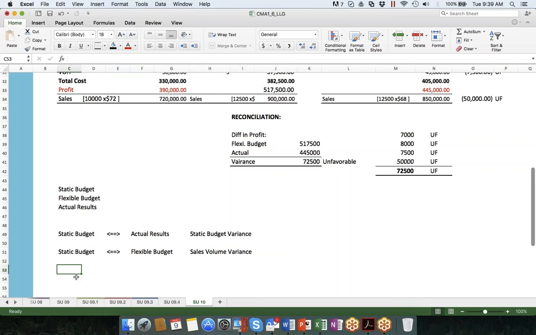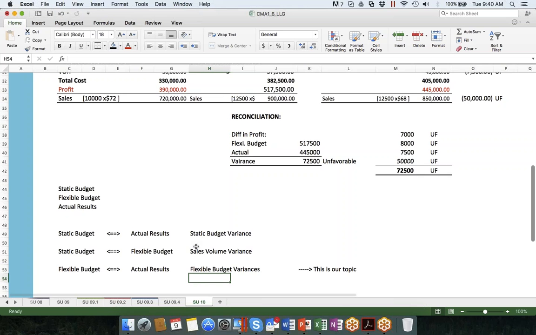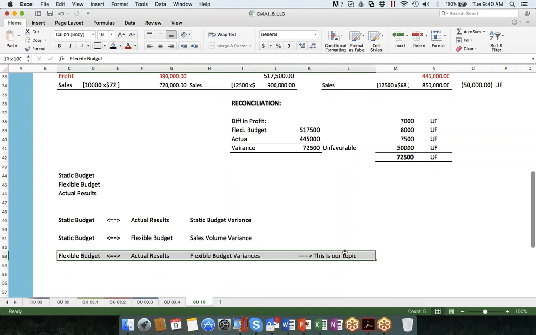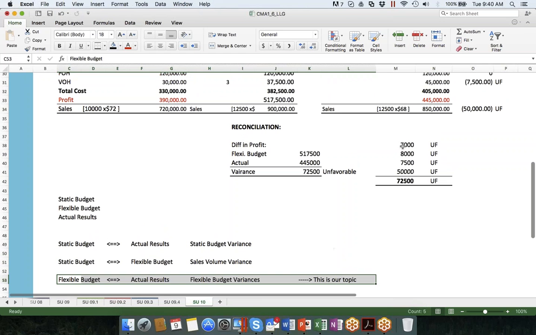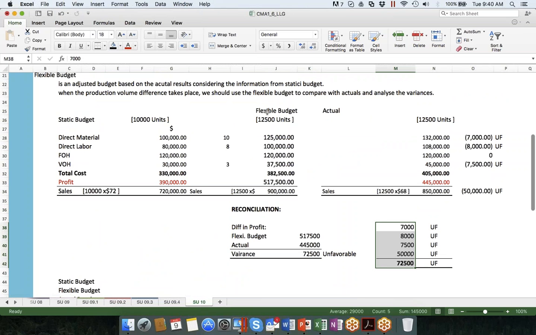And when you compare the flexible budget results with the actual results, this is called flexible budget variance, and this is our topic: flexible budget variances. This is what we are going to study, the flexible budget variances and the reasons for these variances. Okay, this is about static budget and flexible budget.